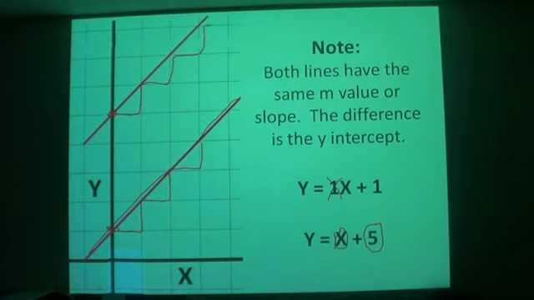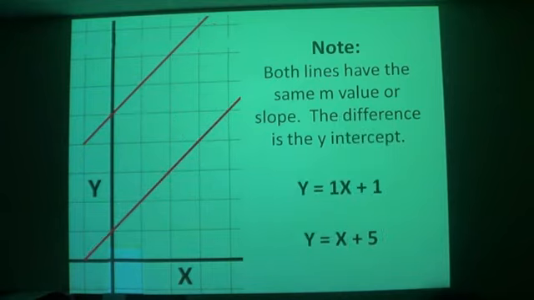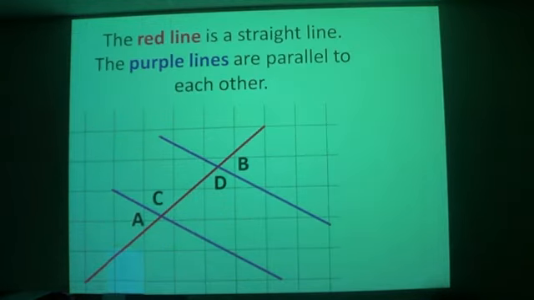So you can see that these 2 lines are parallel. They have exactly the same slope when you write it in the slope-intercept form. They're parallel lines. The difference is their y-intercept. All right, the red line is a straight line. The purple lines are parallel to each other.